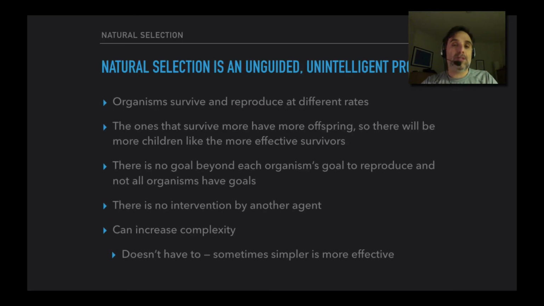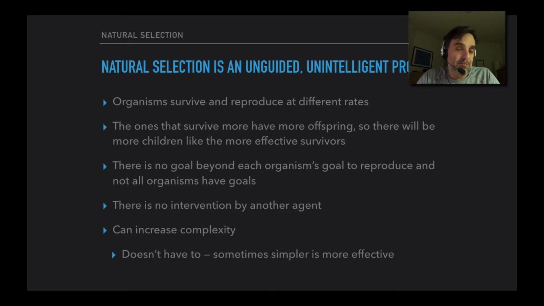So this process of natural selection is unguided and unintelligent. All that's happening is that organisms are surviving and reproducing at different rates. The ones that survive more have more offspring, and so there will be more children like them than there will be children like the ones that don't have as many offspring. And there's no goal.